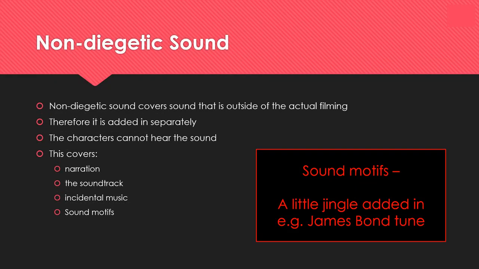You can also have non-diegetic sound, which is sound that is added in afterwards. It's added in separately. The characters during that actual scene can't hear that sound. So this covers things like narration, where you do a voiceover, the soundtrack, so any added music, incidental music, and sound motifs. A sound motif is a little jingle that you might hear, like a theme tune or some sort of music that's played for one particular purpose.